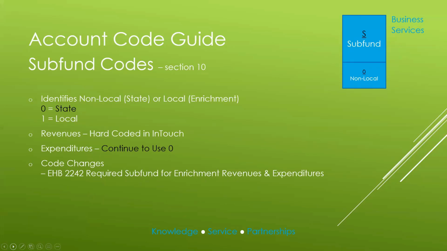So for the subfund, 0 equals state and 1 equals our local property tax collections. Now, all of the revenues are hard-coded in InTouch to add the subfund. For expenditures, you want to continue to use 0. Please do not select subfund 1 for expenditures. And all of these changes were in 2242 for subfund and the enrichment tracking of revenues and expenditures.